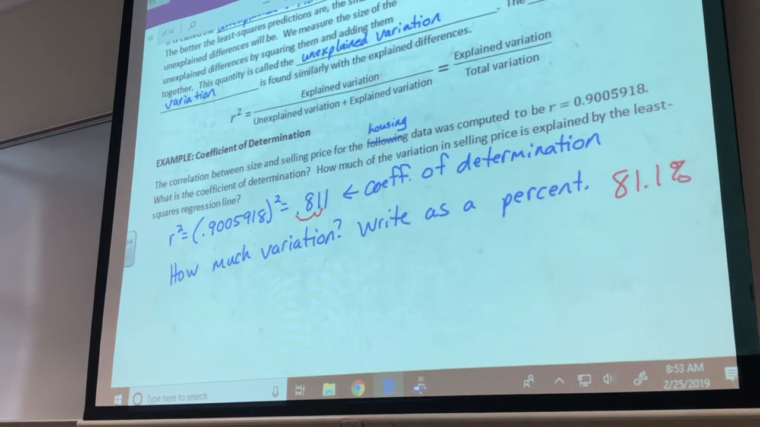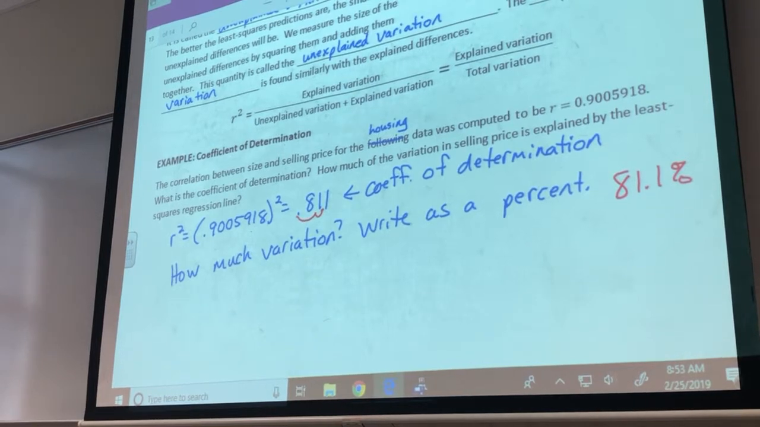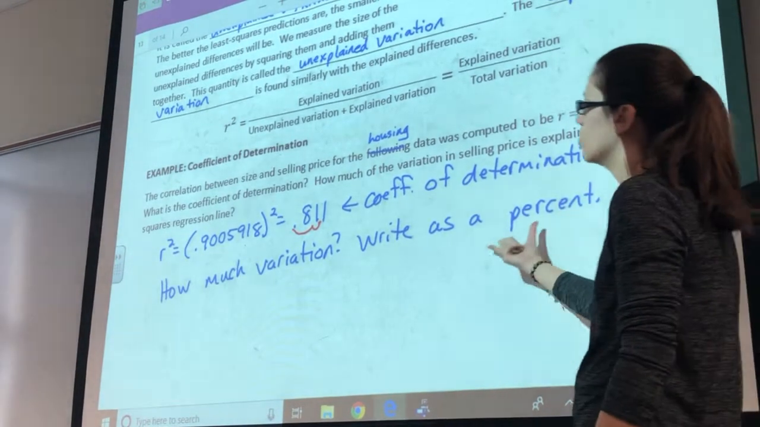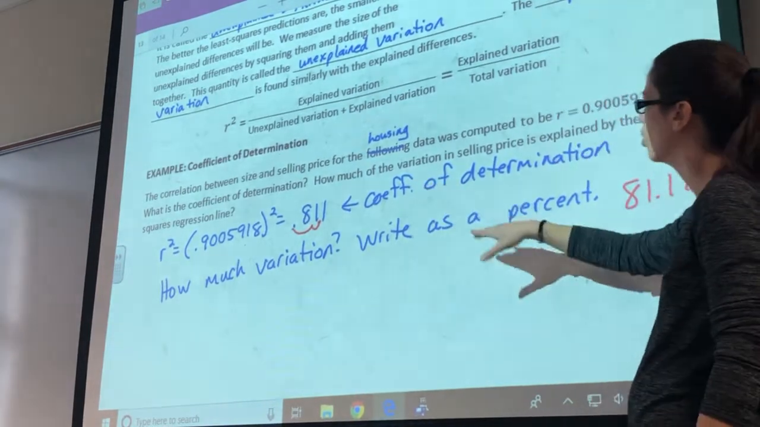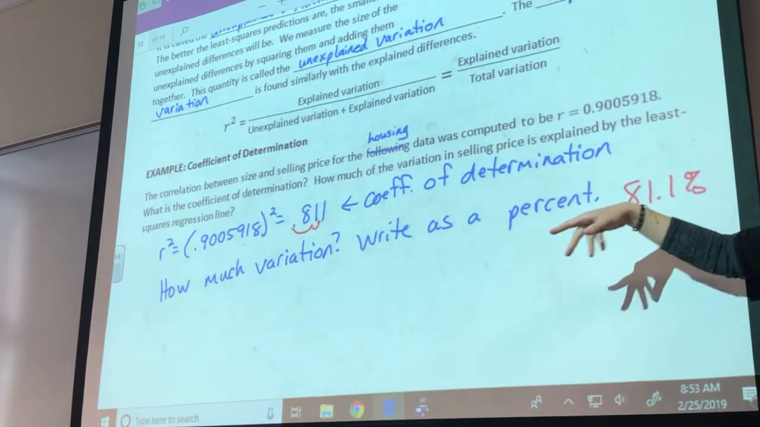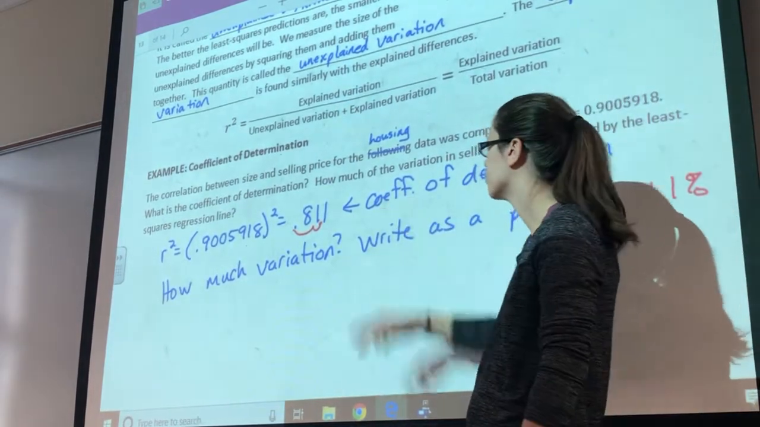So there'll be 2 parts to these questions. The first one, you're just going to leave it as a decimal, whatever decimal you happen to see in your calculator. And then for part B, they want it to be a percent, so you just move the decimal over because the amount that's explained by the least squares regression line is the same thing as r squared.